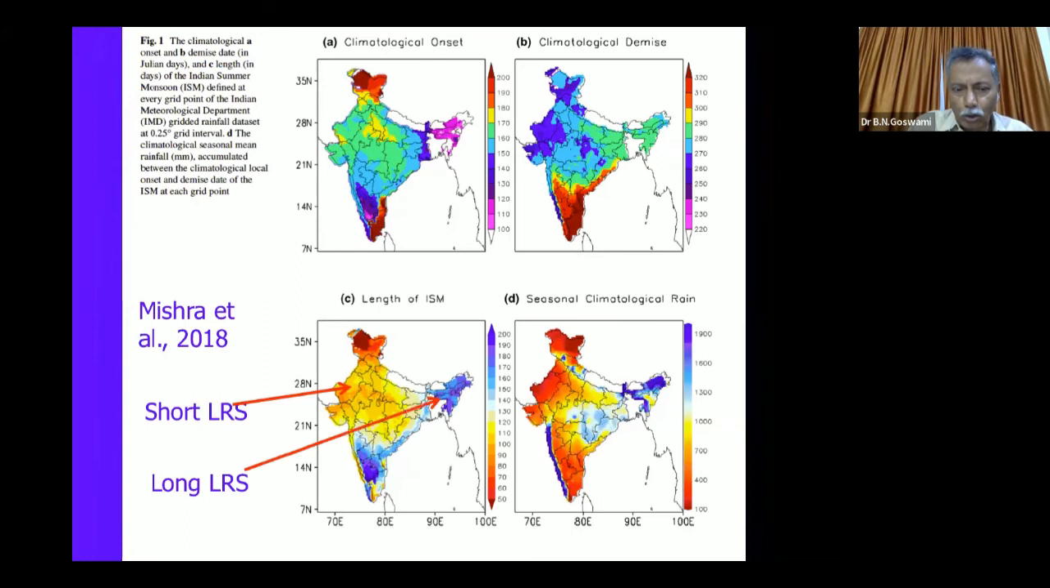However, that shows that the length of the rainy season is rather long in the east and rather short in the western part, where the onset takes place late and the monsoon withdraws early, and therefore the length of the rainy season is short. Here the length of the rainy season is long, but this kind of methodology sometimes mixes up and cannot distinguish between the northeast monsoon rainfall and the southwest monsoon rainfall, and therefore sometimes defines the length of the rainy season as too long for the summer monsoon itself.